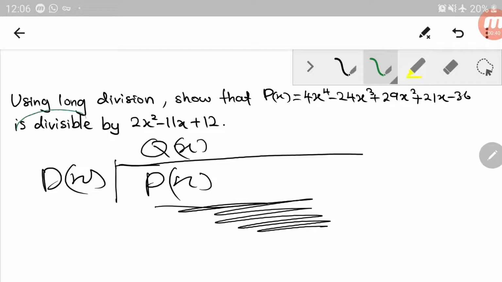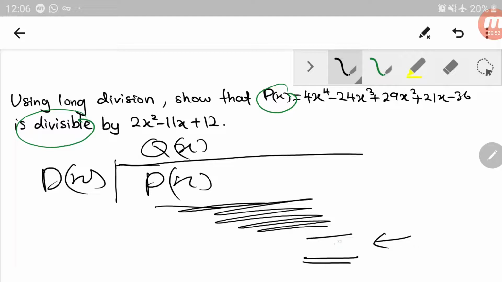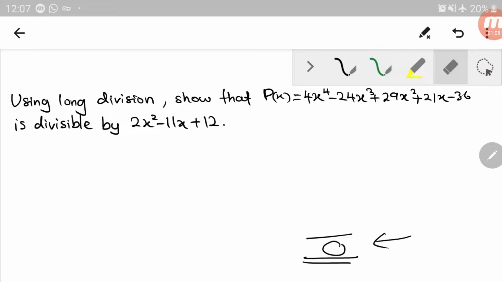Since p(x) is divisible by the given divisor, we have to make sure that at the end, over here, we must get zero. If you get anything other than zero, it means that your working is wrong, or maybe your p(x) is wrong, or maybe your divisor is wrong. Maybe you copied it wrongly or something like that. So let's get started.